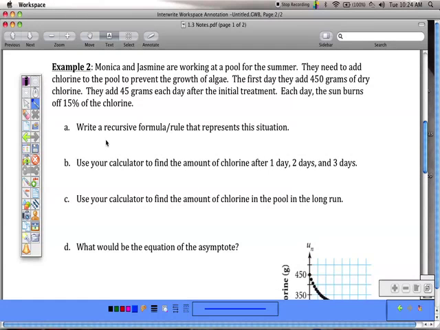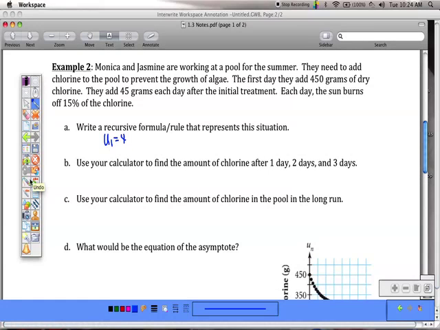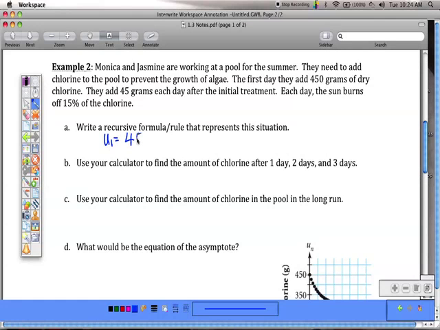Okay, so let's say our first term is 450. And we're going to say that the amount of chlorine in the pool, we're going to take the day before, and it says the sun's burning off 15% of the chlorine. That means 85% of the chlorine is still left in your pool, so that's 0.85. And then every day we're also adding 45 grams of chlorine. So this is a shifted geometric. Again, it's geometric because our rate is 85%, and it's shifted plus 45. Use your calculator to find the amount of chlorine after 1 day, 2 days, and 3 days.